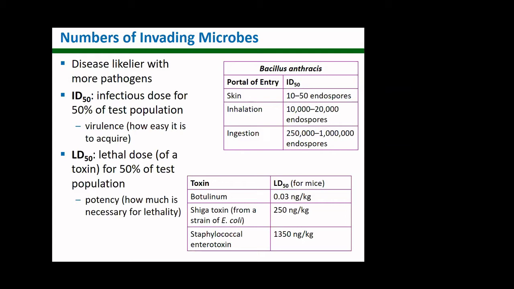When we're talking about how easy it is to acquire a virus or another infection, sometimes we use the term ID50. That's the infectious dose, the specific dose that will cause infection in half of the test population. When we're talking about things like toxins or poisons, in toxicology, they also use the term LD50, which is the lethal dose for 50% of the population.